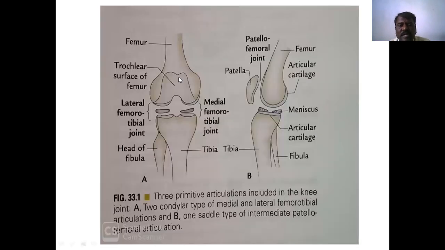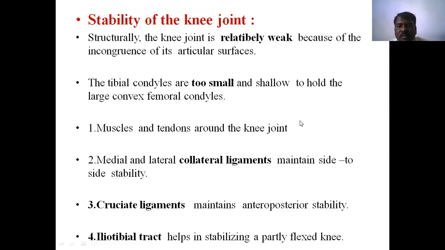See here the diagram: the lower end of the femur, and this is the upper end of the tibia. See this articular surface, the trochlear surface of the femur. So the two condyles at the lower end of the femur articulate with the two condyles of the superior surface of the tibia. Not only this, the trochlear surface on the anterior surface of the femur articulates with the patella. So the patella, lower end of the femur, and upper end of the tibia articulate to form the knee joint.